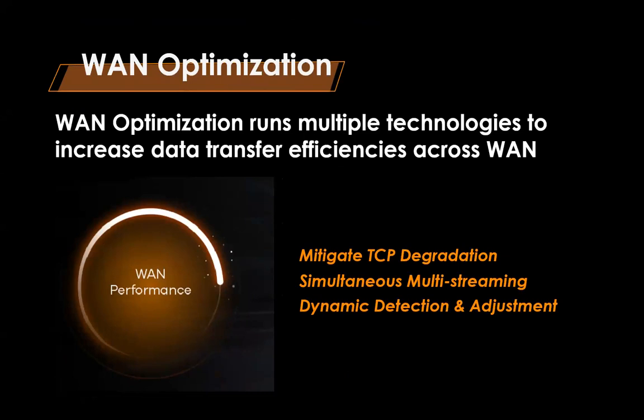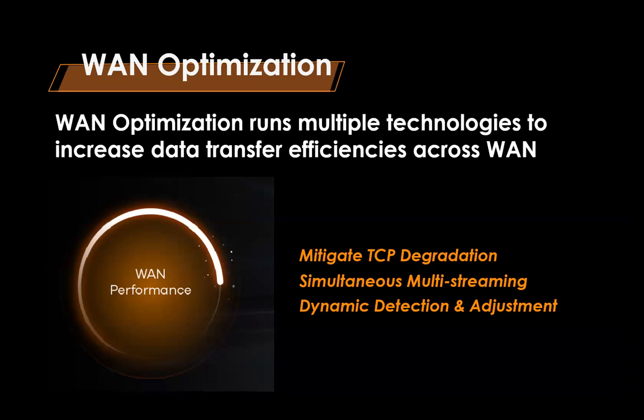It helps to mitigate the TCP degradation, so the times between the handshakes and the acknowledgements and the traffic passing through the internet right now. You can do multiple simultaneous streaming. Basically, we're sending multiple bits of information across the internet to see which one goes through fastest. Dynamic detection and adjustment, so we can actually detect through the interfaces on a packet level.